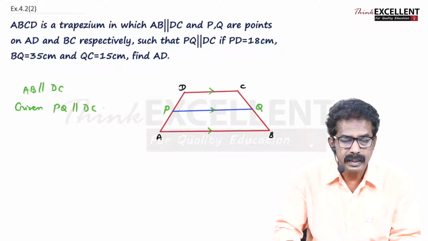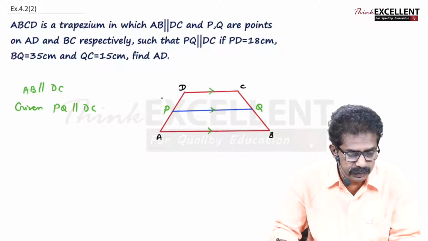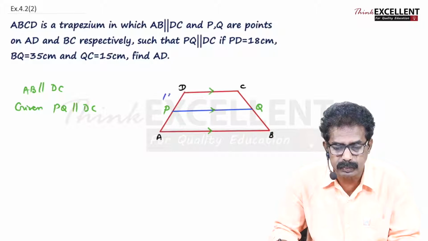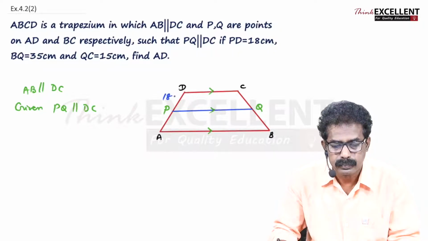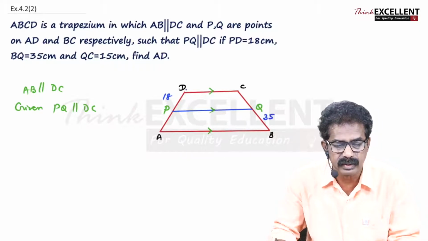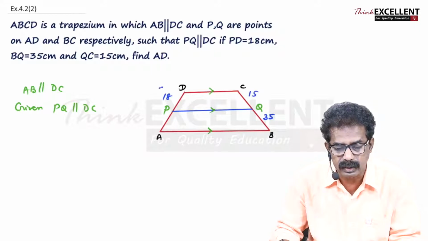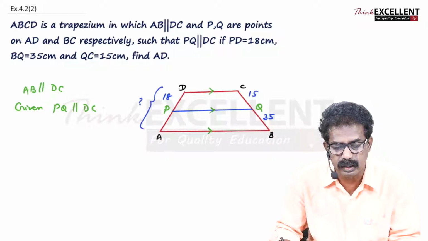Now PD they have given us, PD is 18 centimeter. BQ is 35 centimeter. QC is 15 centimeter. They asked to find AD. AD means the full length they are asking.